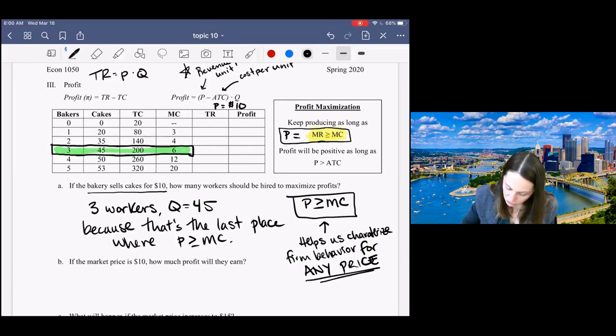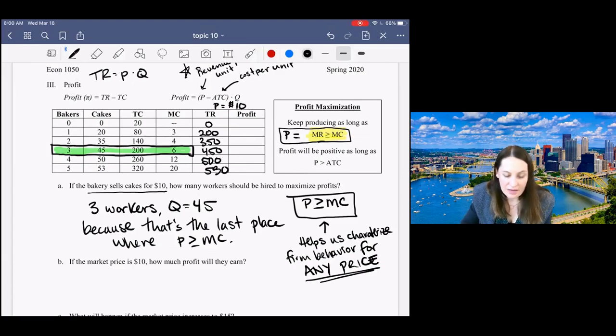So let's calculate total revenue and profit for each possible point of production here for a price of $10. Total revenue is just price times quantity. So if I make no cakes, I get no revenue. Okay, 20 cakes gives me $200 in revenue. It's $350, $450, $500, and $530. Okay, total revenue is just price times quantity.